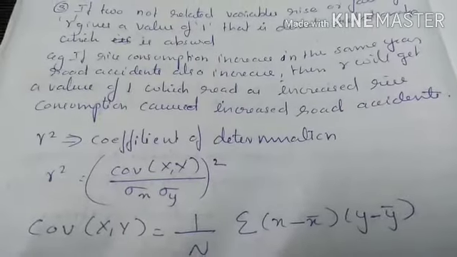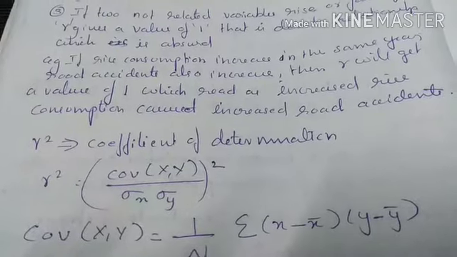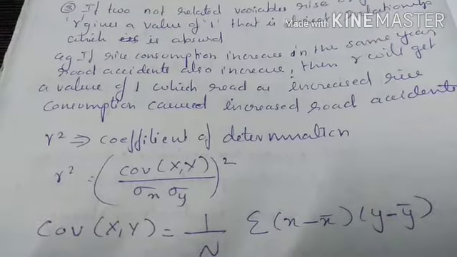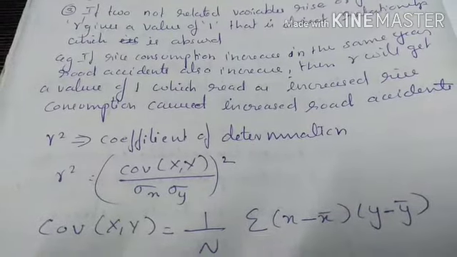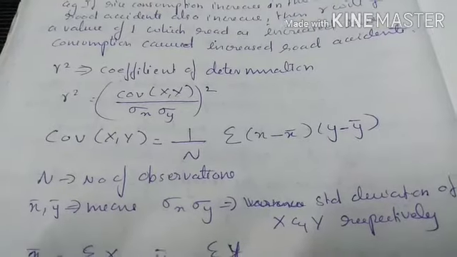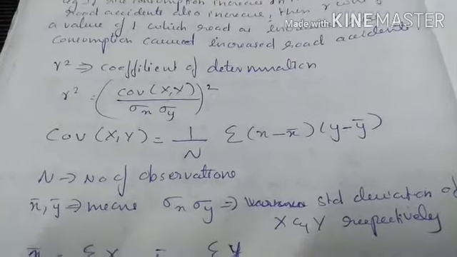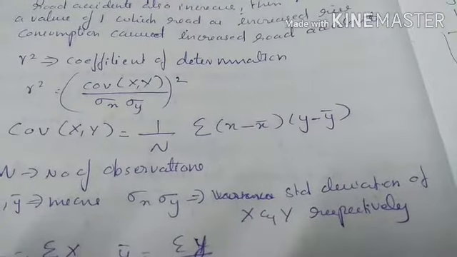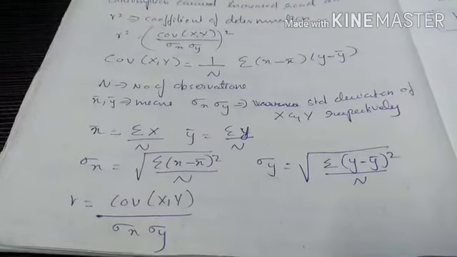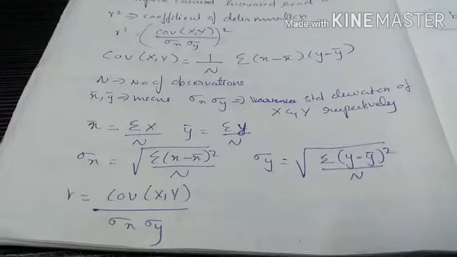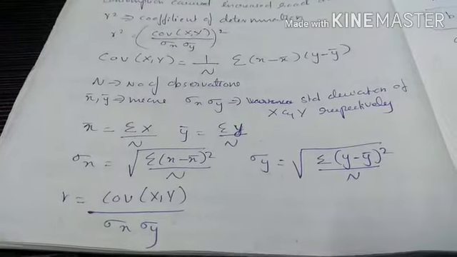Now we can calculate the coefficient of determination from the coefficient of correlation, that is, the square of the coefficient of correlation. That is, coefficient of determination equal to R square equal to covariance of xy divided by sigma x sigma y, the whole square. Covariance of xy is 1 by n sigma of x minus x bar into y minus y bar, and n is the number of observations. x bar, y bar are the means. Sigma x and sigma y are the standard deviations of x and y respectively. x bar equal to sigma x by n, y bar equal to sigma y by n. Sigma is given by root of sigma x minus x bar the whole square by n.